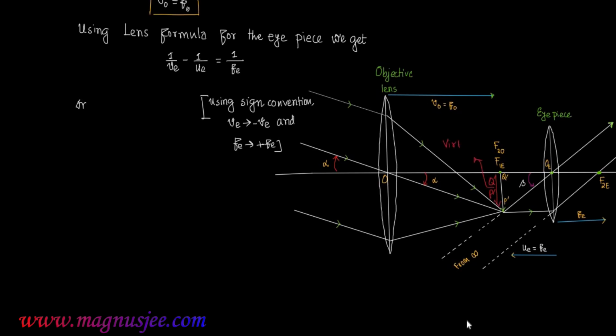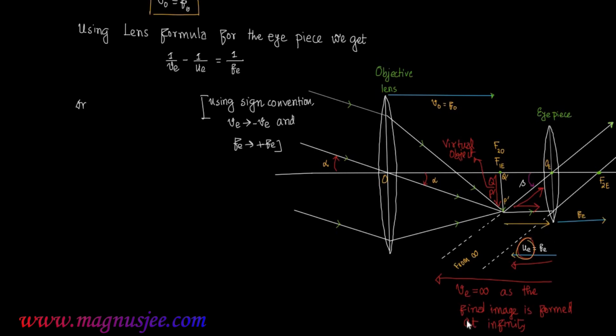Now P prime Q prime is the virtual object with respect to the eyepiece, and we can consider two rays. One ray is passing through the optical center, another ray is parallel to the principal axis. The final image P double prime Q double prime is formed at infinity, that is at the distance VE equal infinity. Here the ray is traveling towards the right, but the object distance of the virtual object UE is measured in the opposite direction.